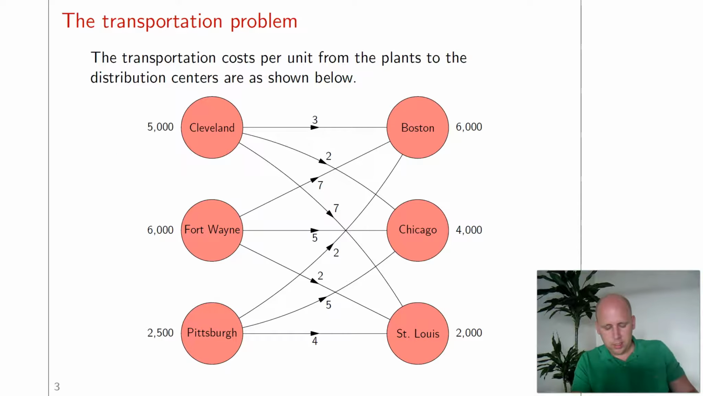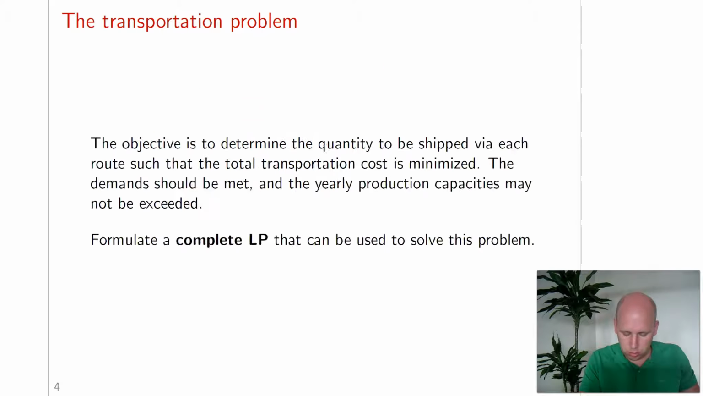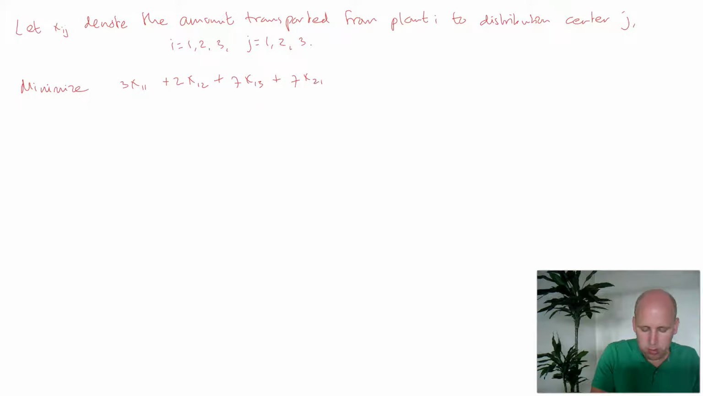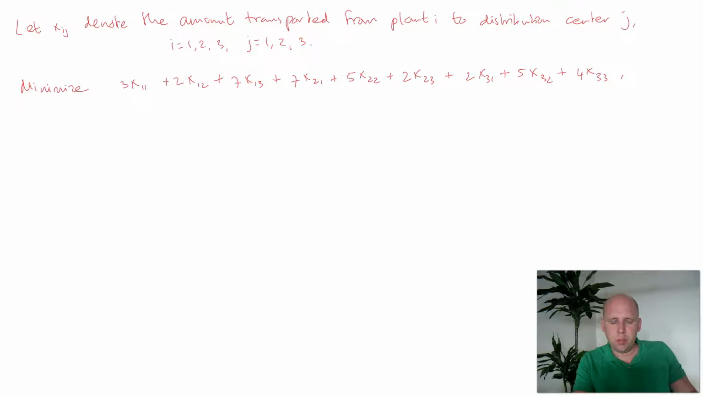Then for the second city, Fort Wayne, we are going to pay 7, 5 and 2. So then we get 7X21 plus 5X22 plus 2X23, and then we also need to pay if we ship something from Pittsburgh, and we pay 2 times X31 plus 5 times X32 plus 4 times X33. So this is our objective function, and this is what we would like to minimize.